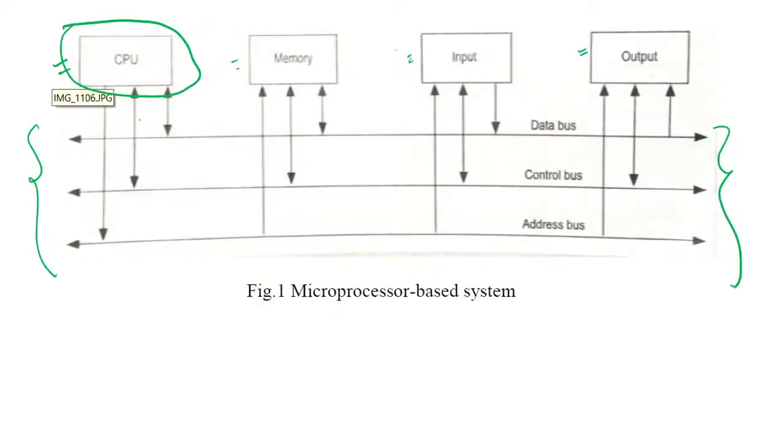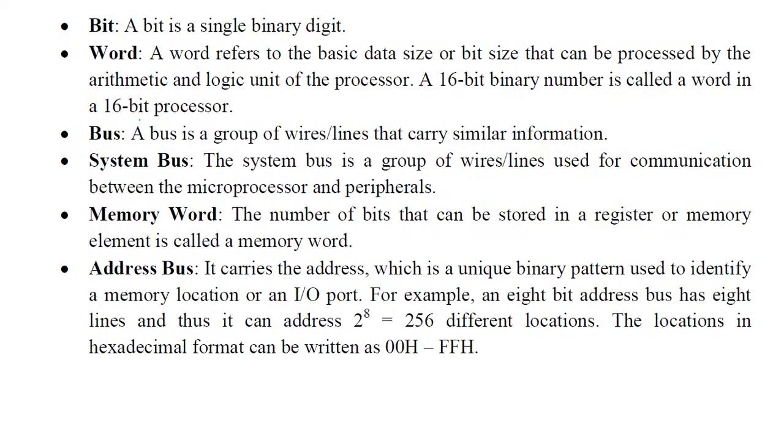So before starting the subject microprocessor, let us understand a few things that you are already aware of. For example, what is the meaning of bit? Okay, bit is a single binary digit. It can be 0 or it can be 1. When we talk about word, it refers to the size of the data bus. For example, if you have an 8-bit microprocessor, then the word size in that processor will be 8 bits. If you have a 16-bit microprocessor, then the word size will be 16 bits. Okay, so the size of the word is not fixed, it depends on the kind of microprocessor. If it is a 32-bit microprocessor, the word size will be 32 bits.